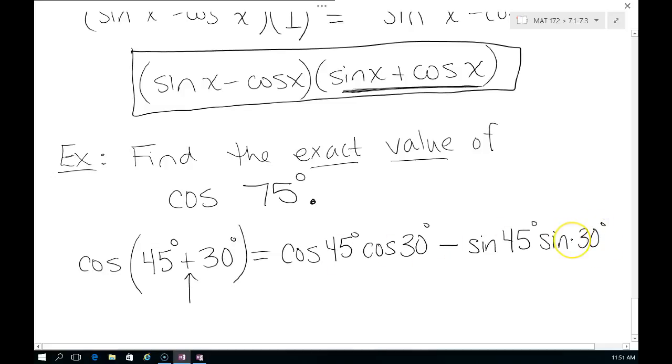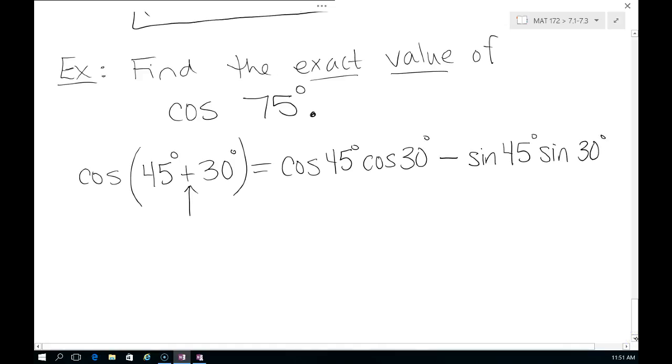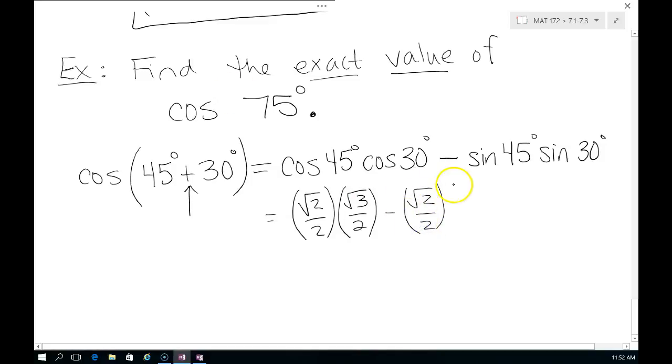Now all four of these values we can pull off the unit circle. And we want exact values, so we need to do them in fraction form with the radicals. So cosine of 45 is radical 2 over 2. Cosine of 30 is radical 3 over 2. Sine of 45 is radical 2 over 2. Sine of 30 is a half.